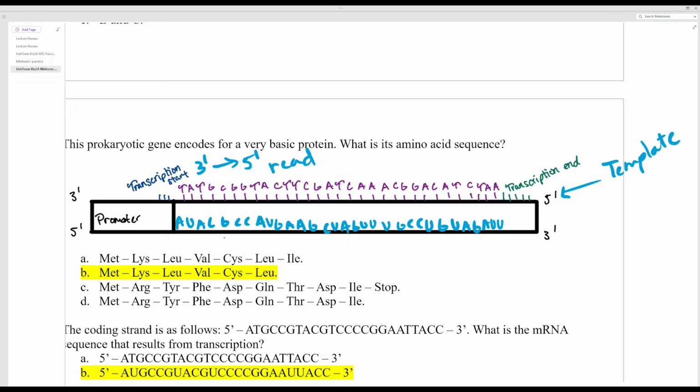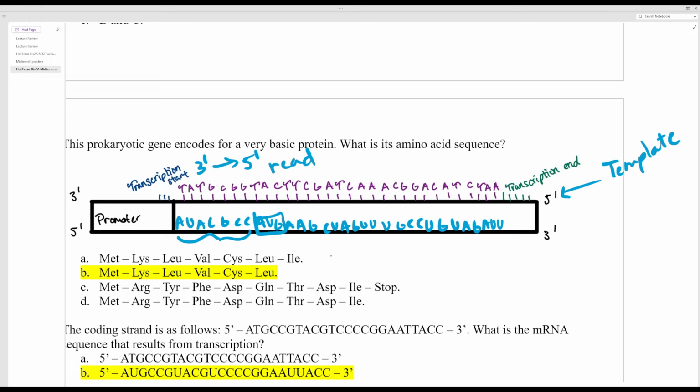Okay, there we go. And now to translate this, we just got to hunt for our AUG. Remember, your AUG is your start codon, and that determines where translation starts and what your reading frame is. So it doesn't matter what all of this is. This is like your binding site for the ribosome, part of what we call the 5 prime UTR. Don't worry about it. We look for that AUG, it doesn't matter where it is in regards to the 5 prime end, and we start from there.